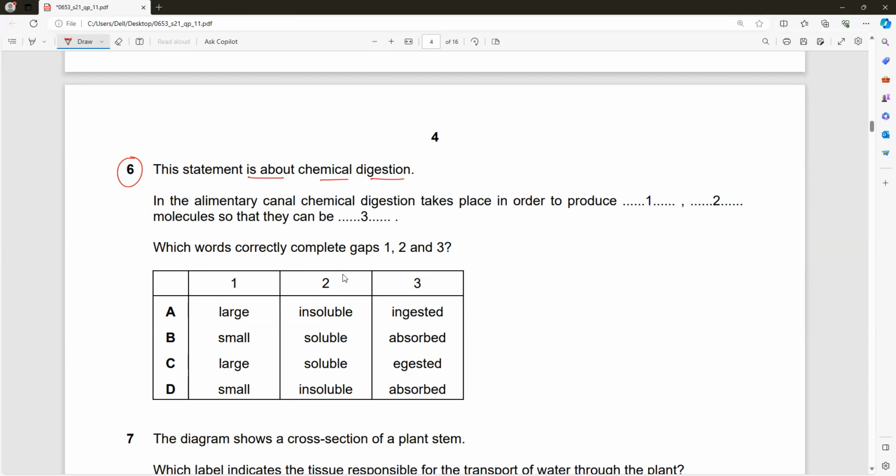Mouth. Of course, physical digestion, mouth, both physical as well as chemical. Chemical will take place in the mouth too. But now they are talking about only chemical digestion, inside the alimentary canal. In the alimentary canal, chemical digestion takes place in order to produce dash 1, 2 and as well as molecules so that they can be 3. So which words correctly complete the gaps 1 to 3?